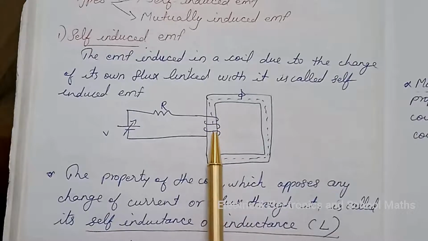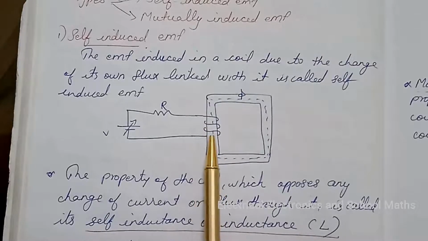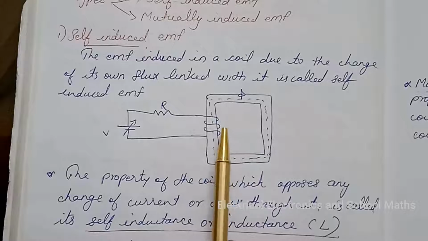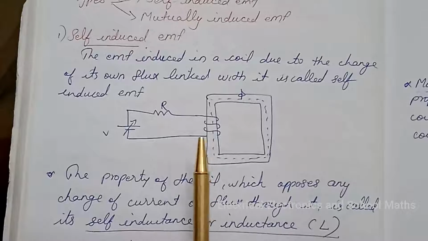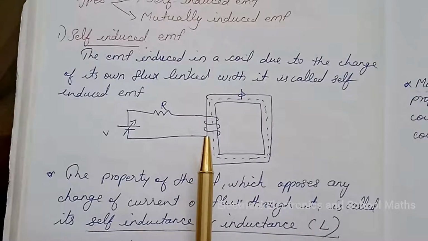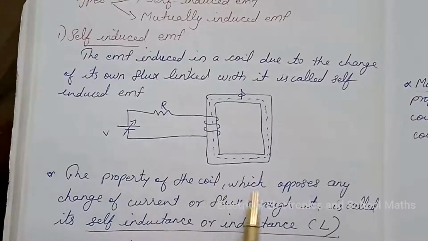As per Lenz's law, the direction of induced EMF is such as to oppose any change in flux, that is opposite to the flux producing it. Hence, often it is referred to as counter EMF or self-induction. The property of the coil which opposes any change of current or flux through it is called its self-inductance or inductance and is denoted by L.